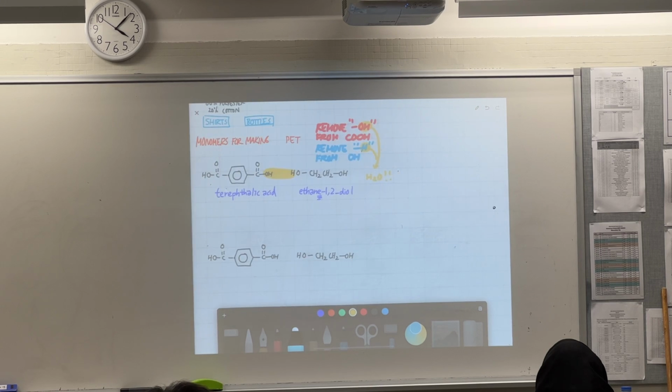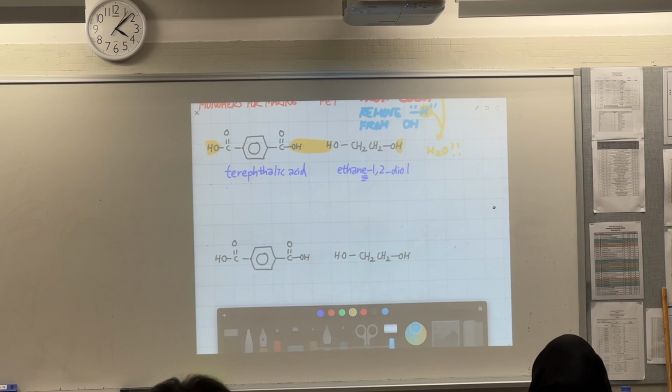So now let's do this. We have OH and H here. What can we take out from here? We can also take out the OH, and we can also take out the H from there. Can you draw out what is left? That will be your repeating unit.